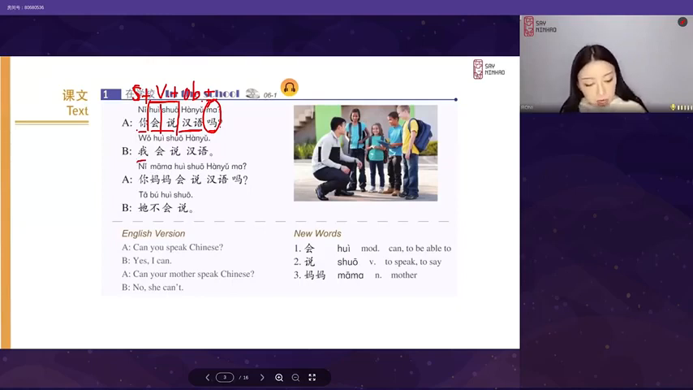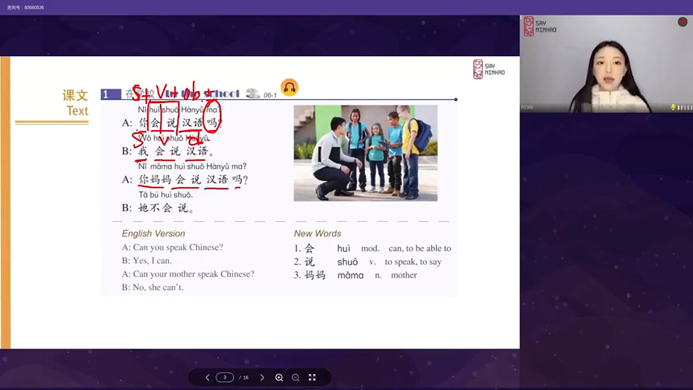Next sentence, 我会说汉语, I can speak Chinese. I can, okay? So, 我, the subject, plus 会, plus 说, can speak, and plus the object, 汉语, I can speak Chinese.